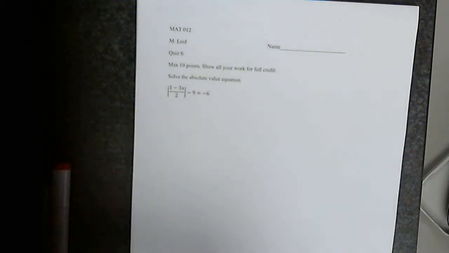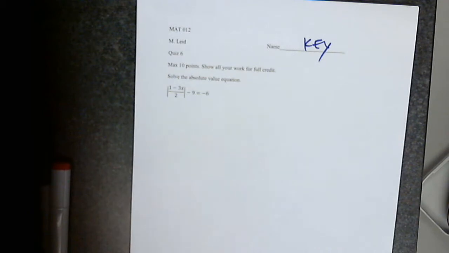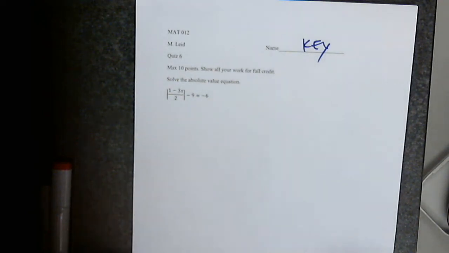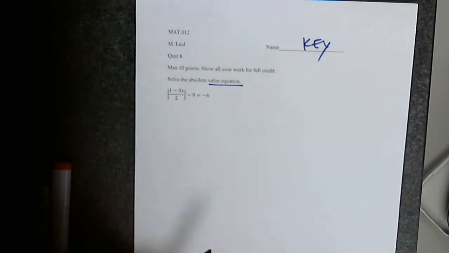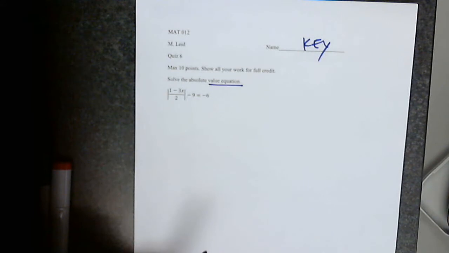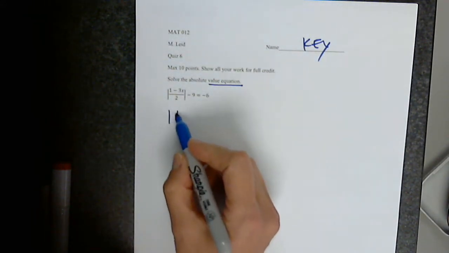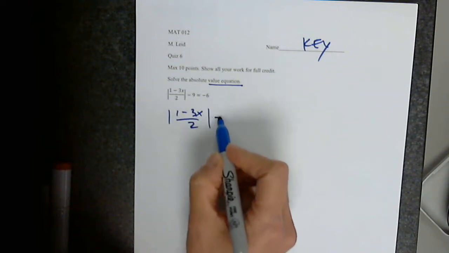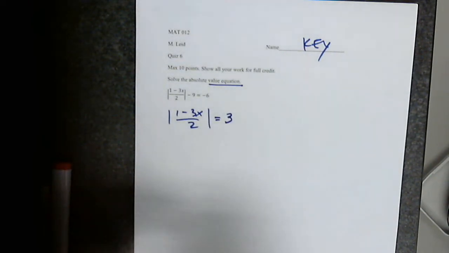This, and we identify it as being an absolute value equation. What do I have to do first? Yes, I have to clean it up. I have to add 9. So 1 minus 3x divided by 2 equals 3. Good. And then I know that there have to be two options here, right?